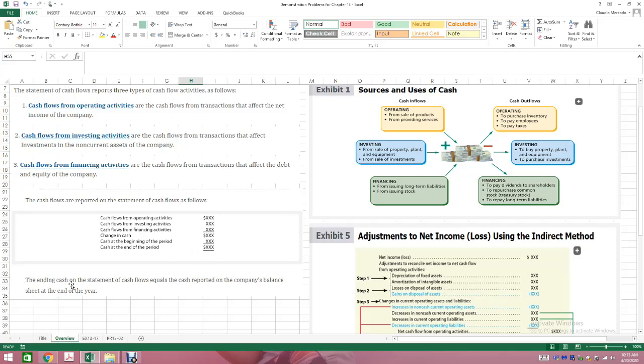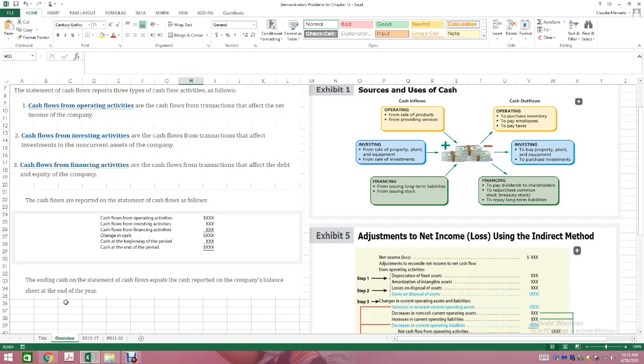So the ending cash on the statement of cash flows, the cash at the end of the period, is going to equal the cash reported on the company's balance sheet at the end of the year. Now, it's very important to understand that when we're looking at our balance sheet, we're looking at cash. Cash is the most important asset that we have. It's very liquid. So let's say we look at cash at the end of last year. At the end of last year, we had cash of $100,000. At the end of this year, we have cash of $200,000. So our balance sheet is telling me that cash increased by $100,000. We went from $100,000 to $200,000. But that's all of the information that we get.